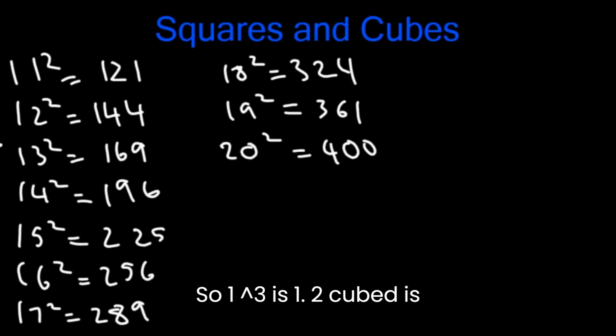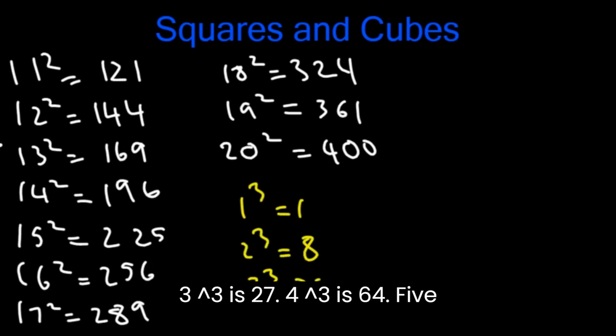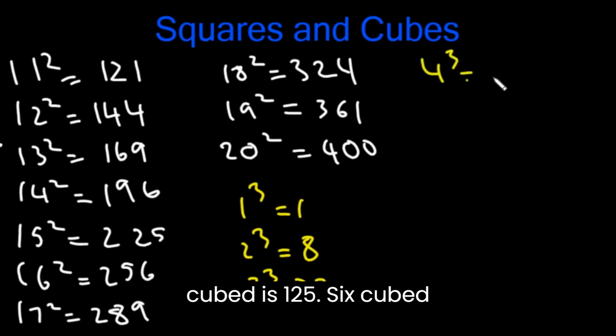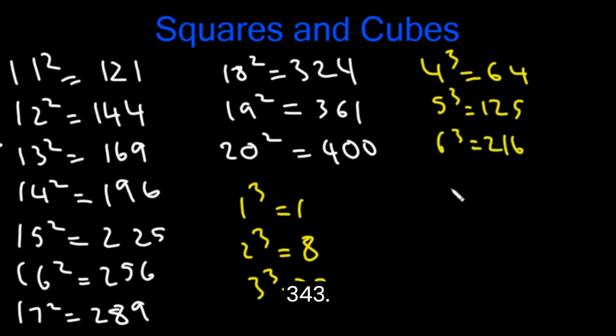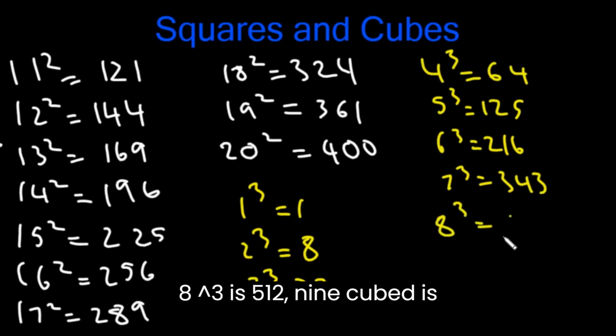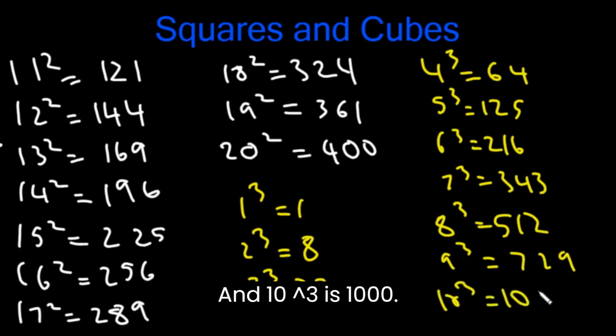So, 1 cubed is 1, 2 cubed is 8, 3 cubed is 27, 4 cubed is 64, 5 cubed is 125, 6 cubed is 216, 7 cubed is 343, 8 cubed is 512, 9 cubed is 729, and 10 cubed is 1000.